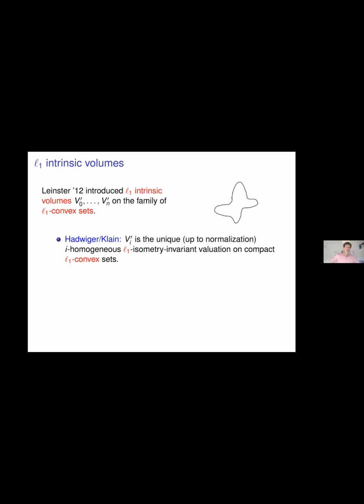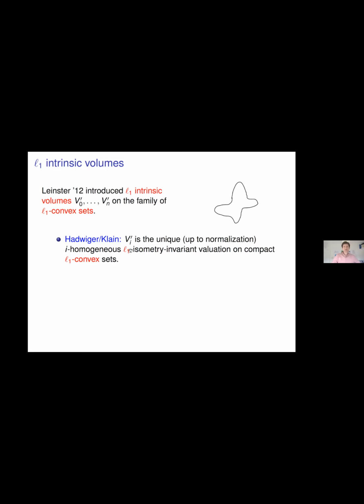And Leinster proved analogues of a lot of the classical results about intrinsic volumes for these. So in particular, VI prime is, up to normalization, the unique I-homogeneous valuation on compact L1 convex sets, which is invariant under isometries for the L1 norm. So this is a larger family of sets, which puts more restrictions on the kinds of things I'm looking at, but I'm allowing a smaller set of isometries here.